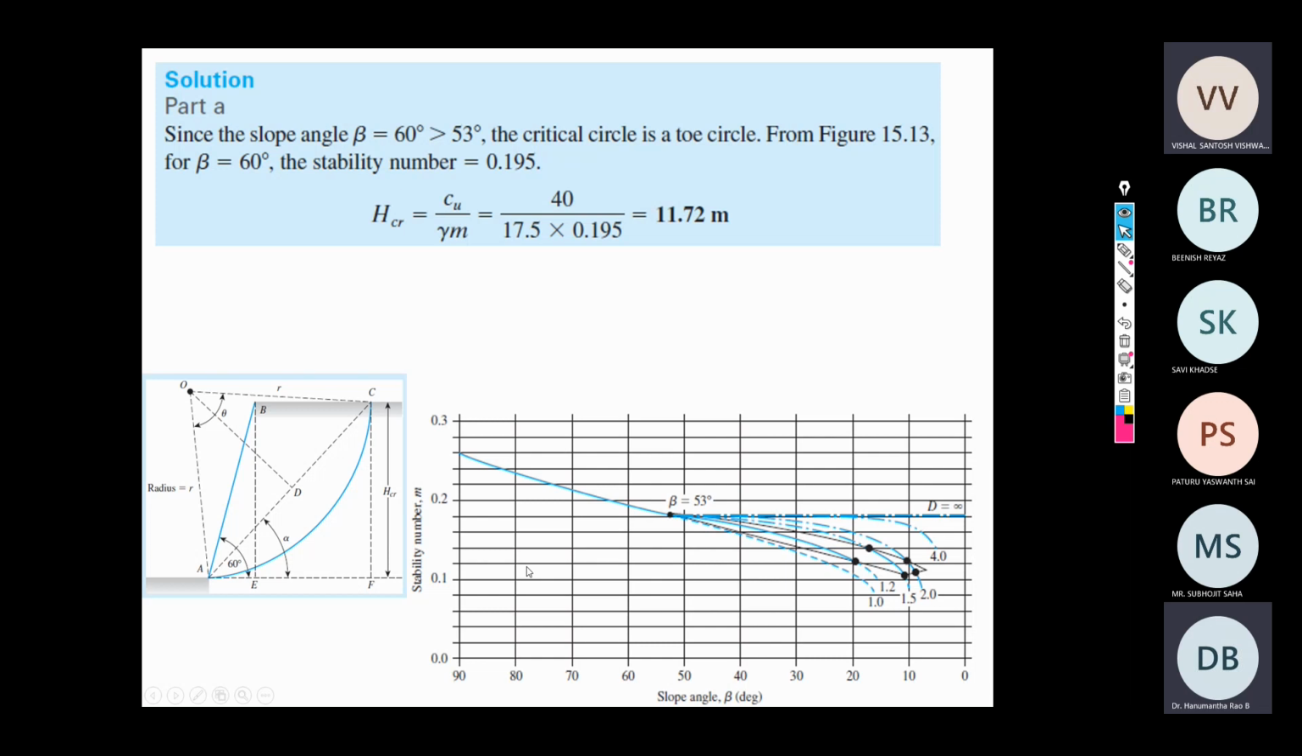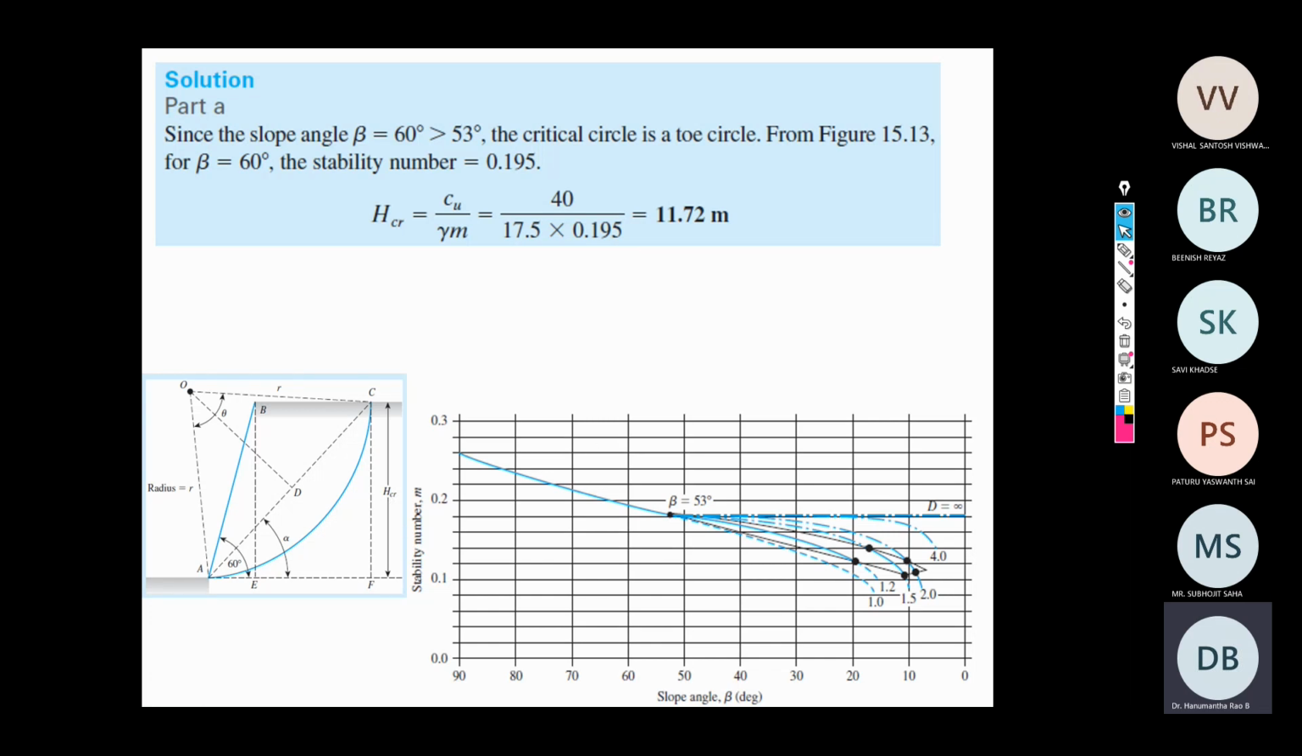I will repeat now. This is the Taylor stability chart that you need to use for solving this problem. If you look at this chart, this is a relationship between the stability number m versus the slope angle beta, for different values of beta and d. Again, d is a function of the height of the slope, that is H critical. This also we have seen.